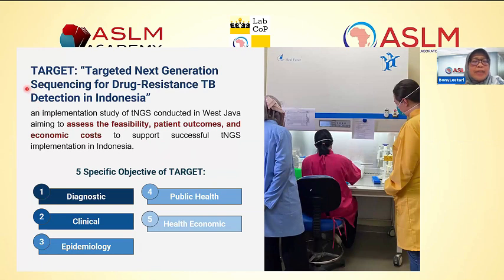So the target project here is an implementation study to assess the feasibility and also the economic aspect to support successful tNGS implementation in Indonesia. We have 5 big objectives. First is to measure the diagnostic accuracy, and we also measure the impact on clinical outcomes. We would like to know the epidemiology, like the prevalence of second-line resistance for TB treatment. We also measure the public health aspect about the acceptance of this technology and also the health economic aspect.